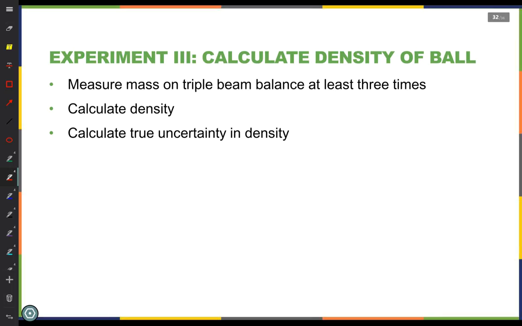Once you have it at 0, which it clearly is not now, so if you come up to use this balance, and you see there's balances around the room, if you come up to use the balance, make sure that you zero it. Don't trust the person in front of you. They might not have known what they were doing. Then I put this here on the center of the pan.